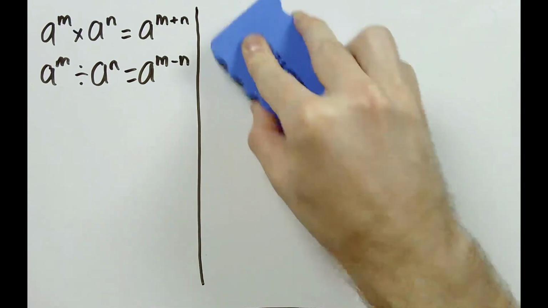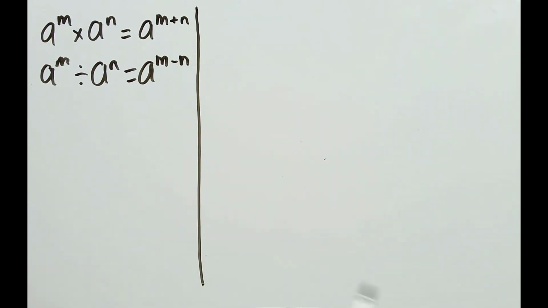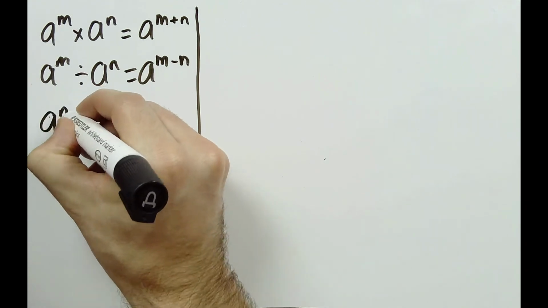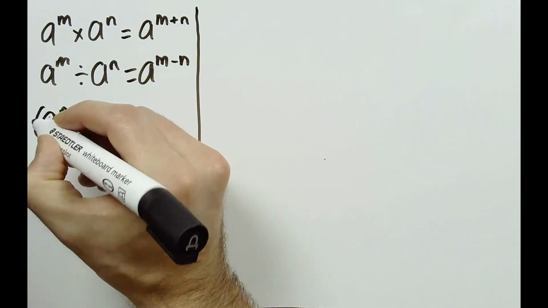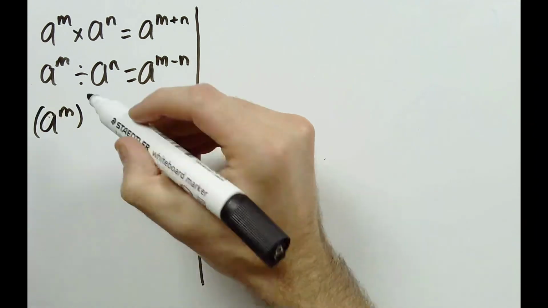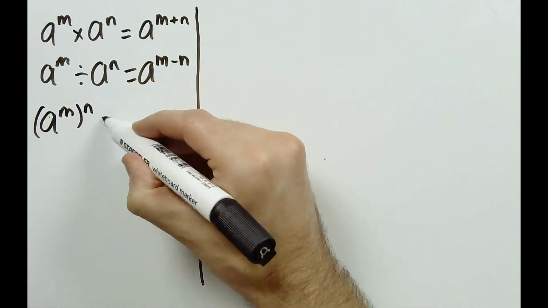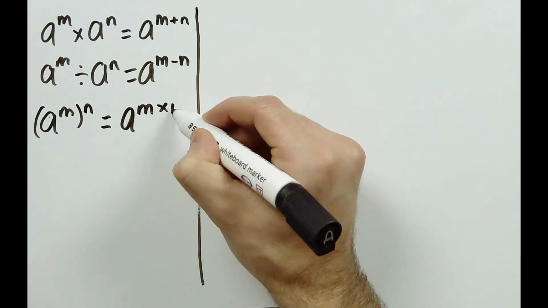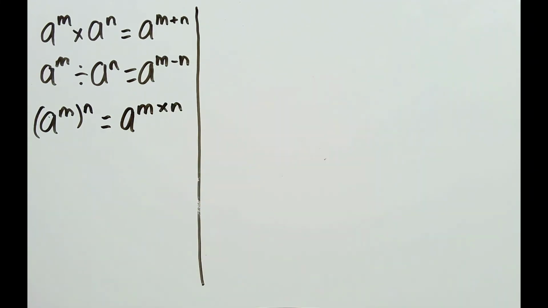Let's have a look at the next one now, which is a little bit different. It says that a to the m, all raised to the power of n, equals a to the m times n. So this one maybe will seem a little bit more unfamiliar.